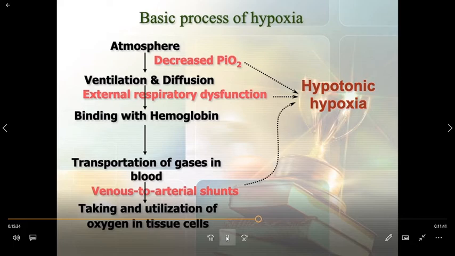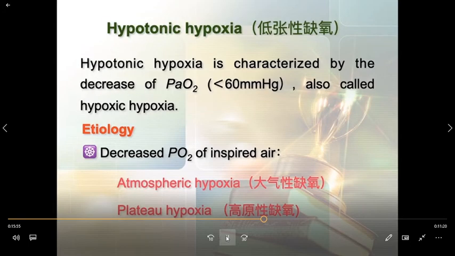And diffusion, difficulty from alveolus to capillary. These two situations, along with the bottom one, venous to arterial shunts, are hypotonic hypoxia. Hypotonic hypoxia is characterized by a decrease of partial pressure of oxygen in arteries, also called hypoxic hypoxia.